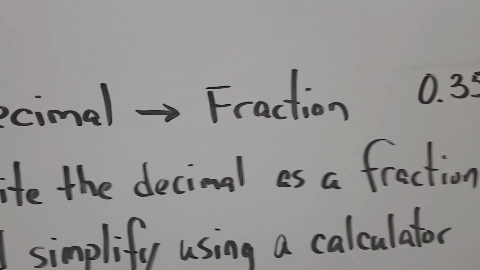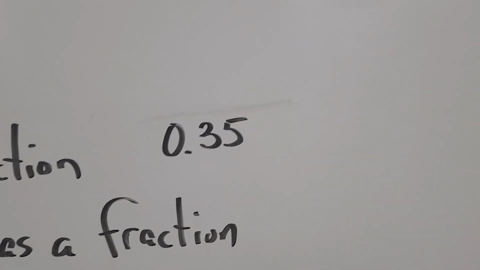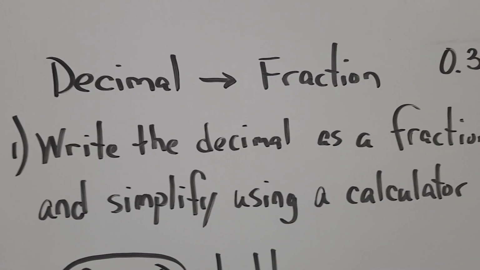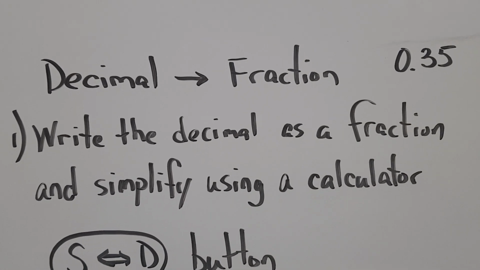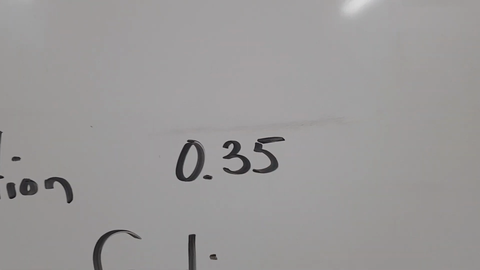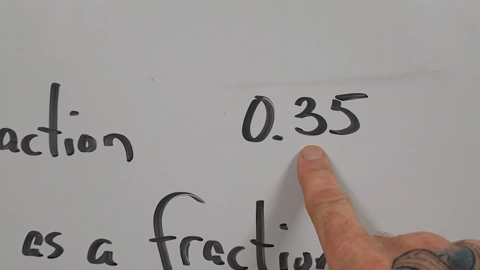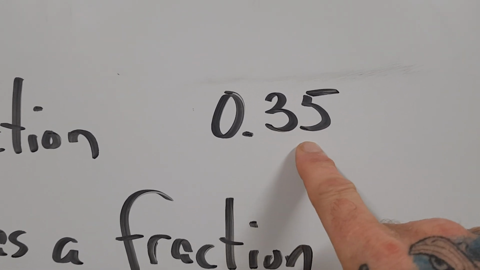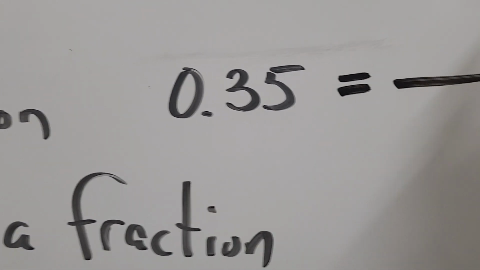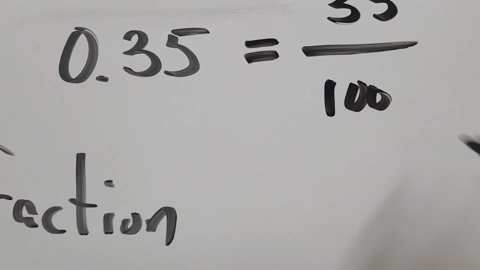Now the last part, if you want to change a decimal into a fraction, and I'm going to do as an example 0.35. What you want to do is first write the decimal as a fraction. So this number, 0.35, is 35 hundredths. The first decimal place is the tenths, and the second decimal place is the hundredths. So we're going to write this as 35 over 100.